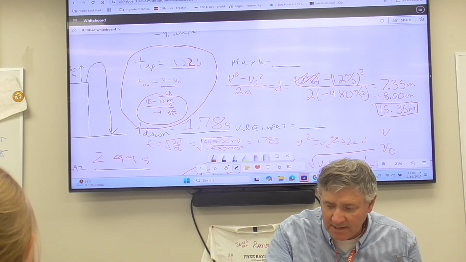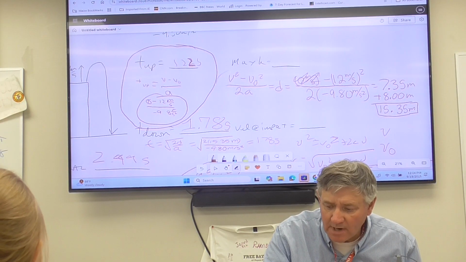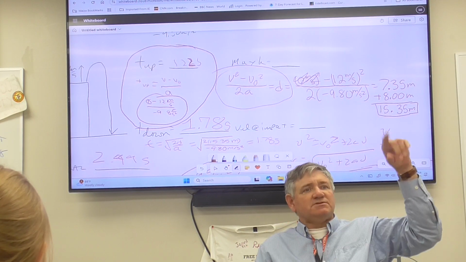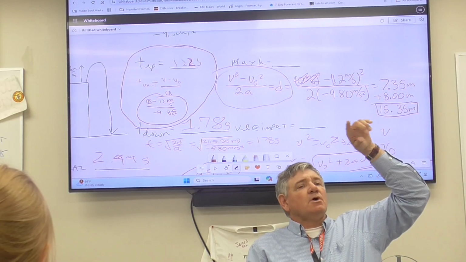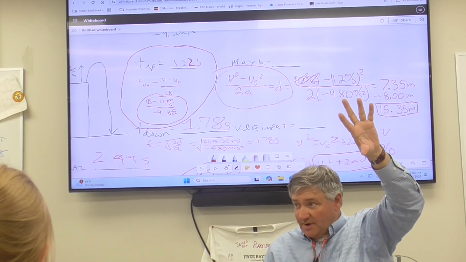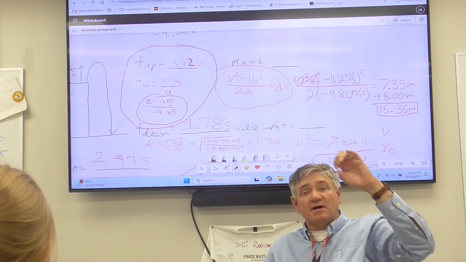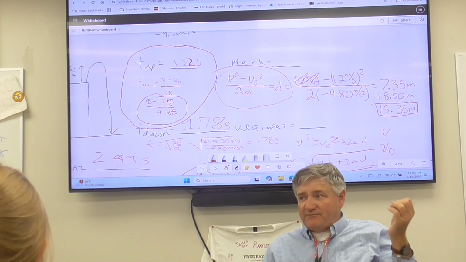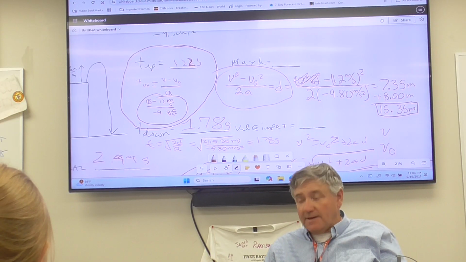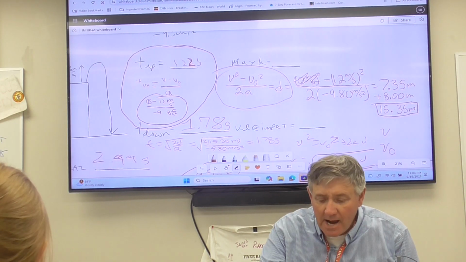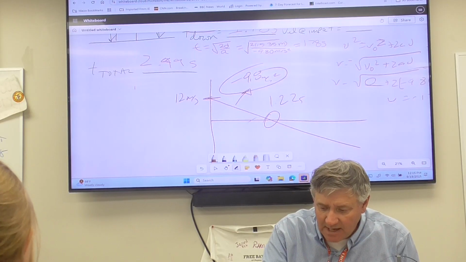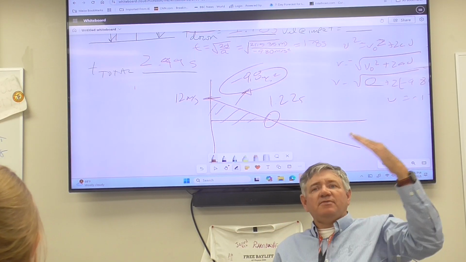Now, max height. This is what I would have done, using v squared minus v naught squared over 2a. There are other methods you could use to find it. I would have done it this way because you're going off of known values from the problem, okay? Now, if you wanted to get fancy, how could you use your velocity time graph to find the maximum height?